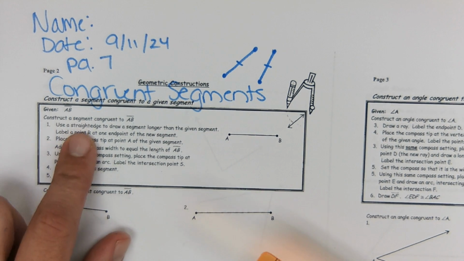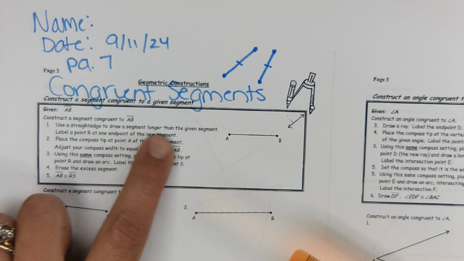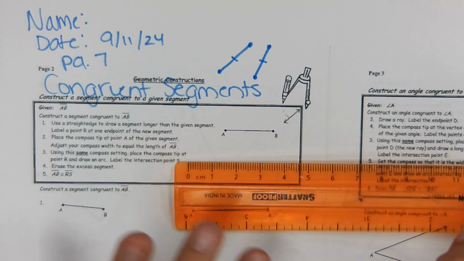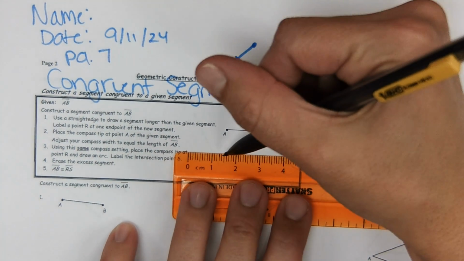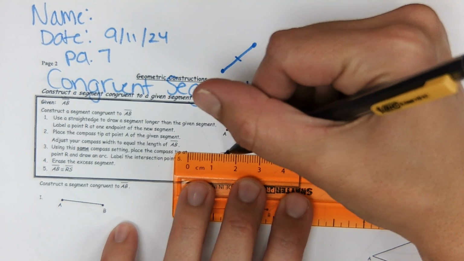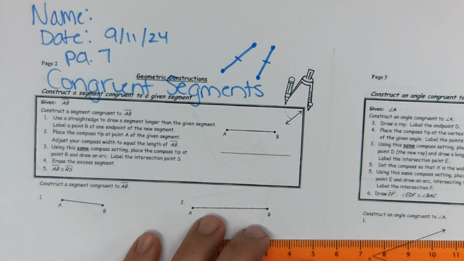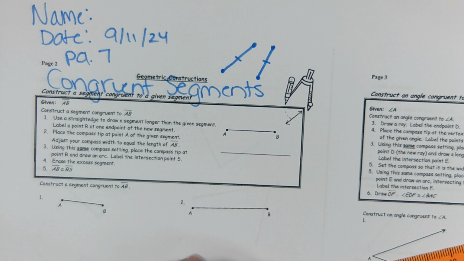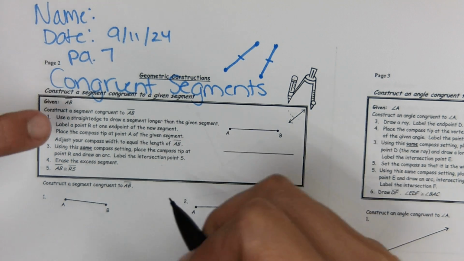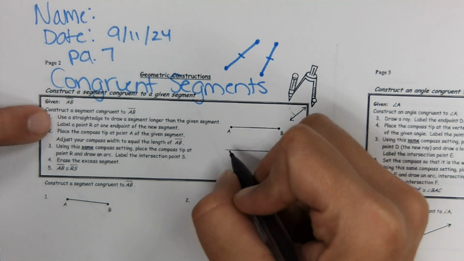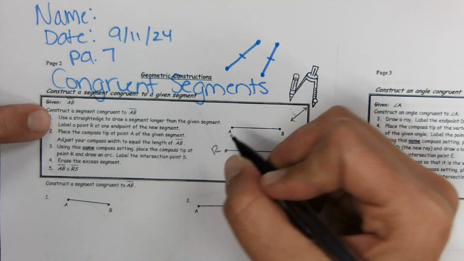Step one is use a straight edge to draw a segment longer than the given segment. So you're going to use your ruler, or straight edge as they call it, to draw a segment longer than the original. So just draw a straight line longer than segment AB. Then the next step is to label the endpoint point R.